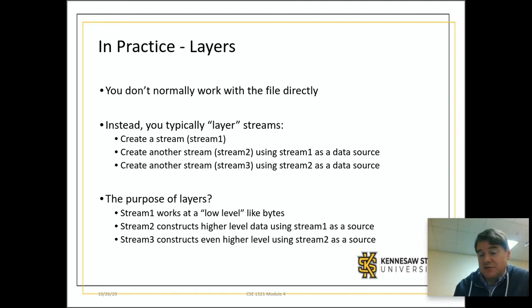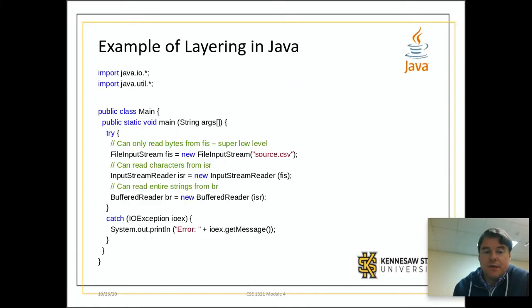At the very end of that, you might have something that understands how to read a JSON file or an XML file that we talked about, or even perhaps a Microsoft Word file, because it may have a built-in method for dealing with Word files inside of Java. Okay, so let's take a look at some code here. This is going to be an example of layering in Java.